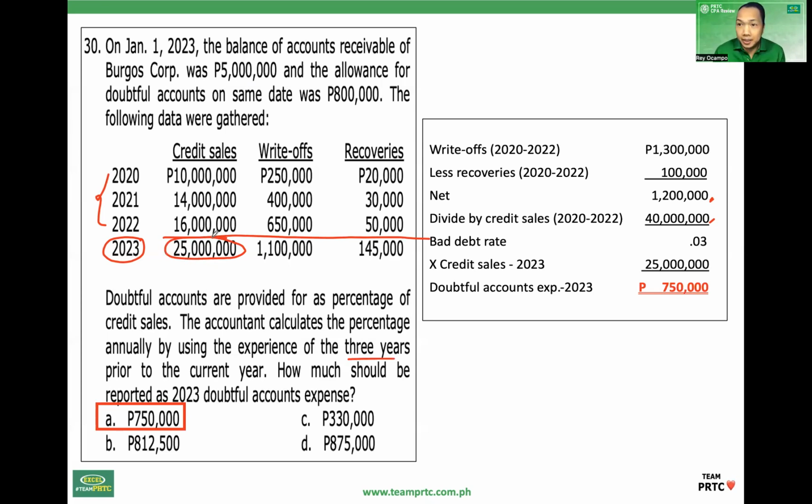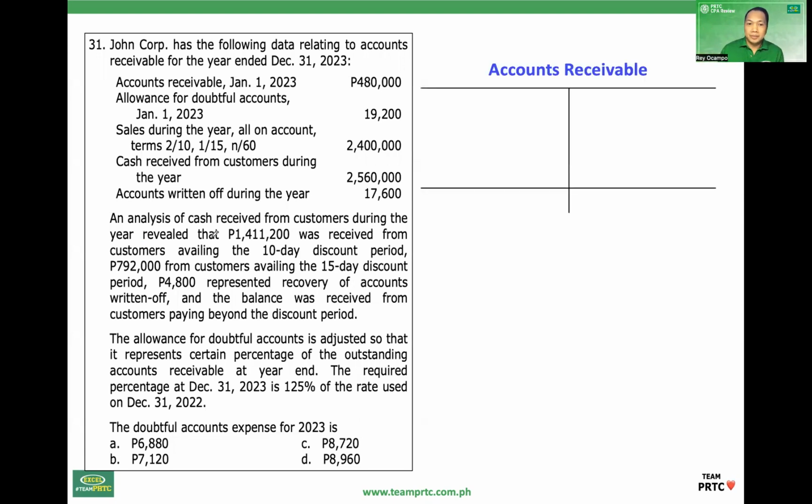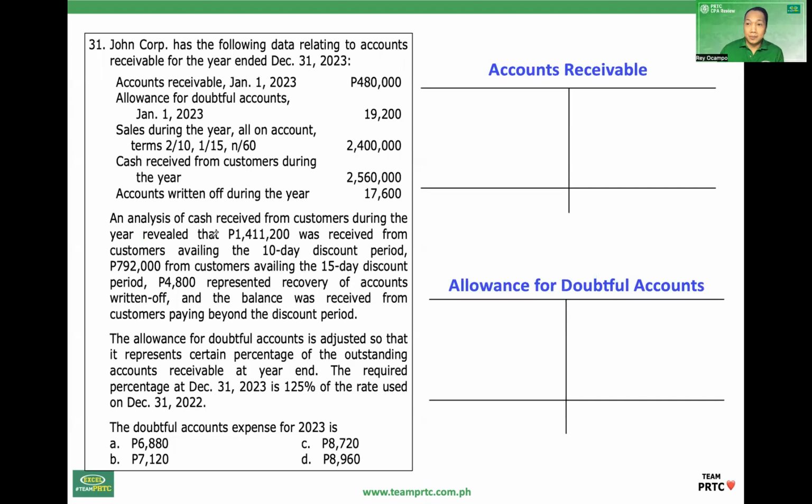Number 31. This time, analysis of accounts receivable and the related allowance account. Given are the following. Gawa ka ng 2 T accounts, one for AR and one for allowance. The requirement: doubtful accounts expense 2023.